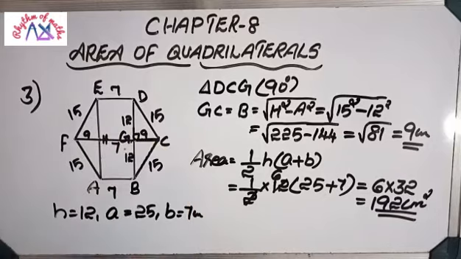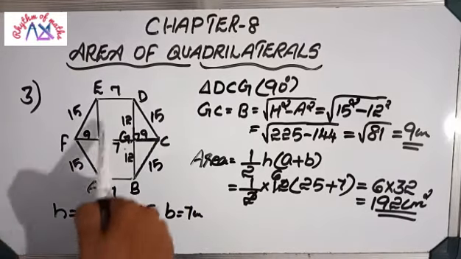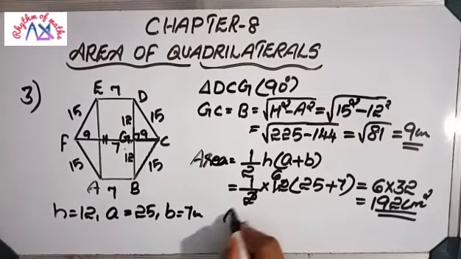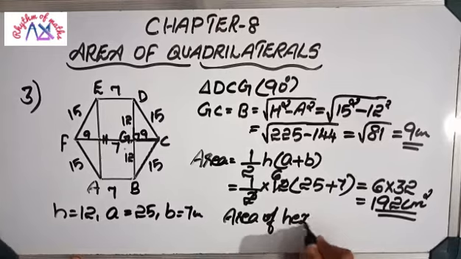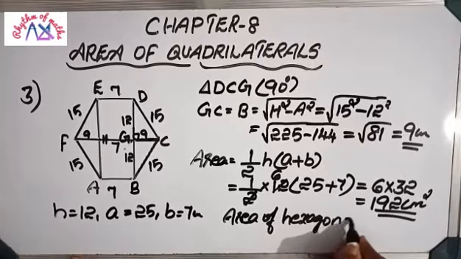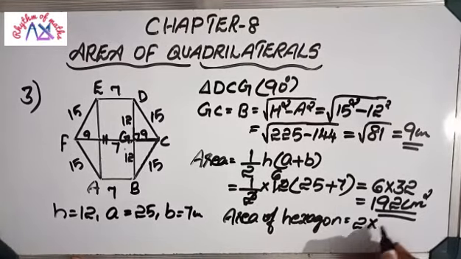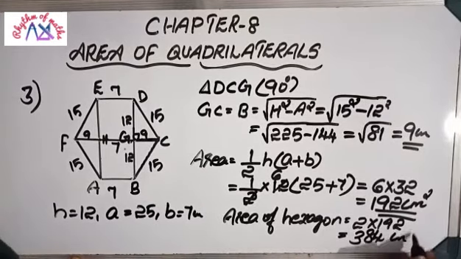This is for one trapezium. So one trapezium area is 192. Here we have two trapezia. So area of hexagon will be equal to what? 2 into 192. 2 into 192 will be area of hexagon, and the answer is 384 centimeter square. 384 centimeter square will be area of this hexagon.